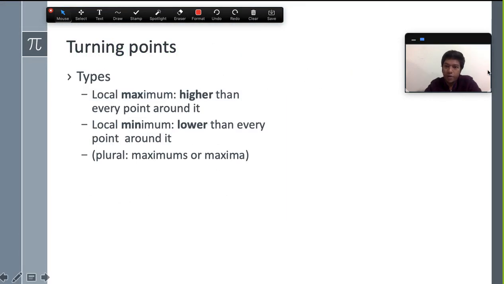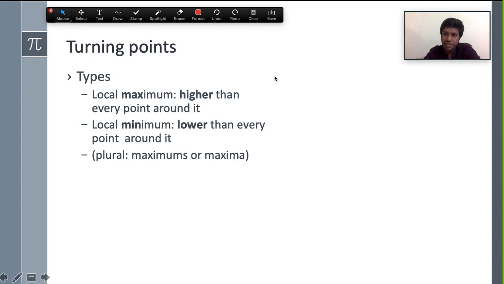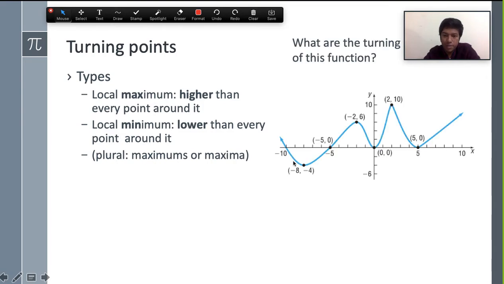Now another thing: turning points. For better understanding, always start from the left side of the graph, then everything will start making sense. The graph was going down, down, down. Then at this point the graph has started going up, which means this is a turning point. Then it goes up, up, and then this is another turning point.